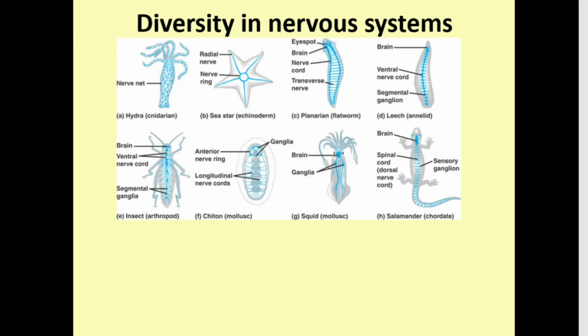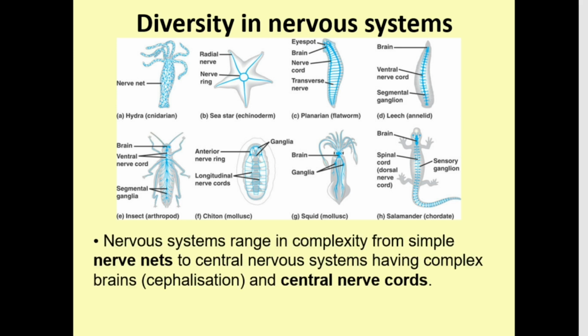So from that point on, we start to see a huge diversity in nervous systems, which are still evident today. So when we look at extant animals, so those are animals that are alive today, we see a really huge diversity in different types of nervous systems, from the very simple to the quite complex. So nervous systems range then in complexity from simple nerve nets to central nervous systems having complex brains and central nerve cords. So let's unpick that statement a little bit.